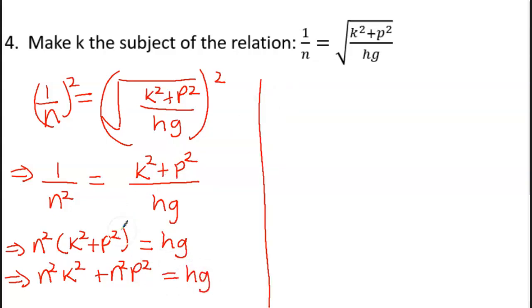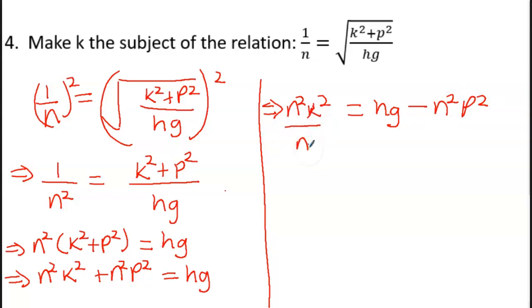So n squared k squared plus n squared p squared is equal to hg. Well, we want to find k. So for n squared k squared, let's move these ones to this side, is equal to hg minus n squared p squared. Now we want to find k, so let's first divide both sides by n squared. So this n squared will cancel n squared, so we have k squared is equal to hg minus n squared p squared over n squared.